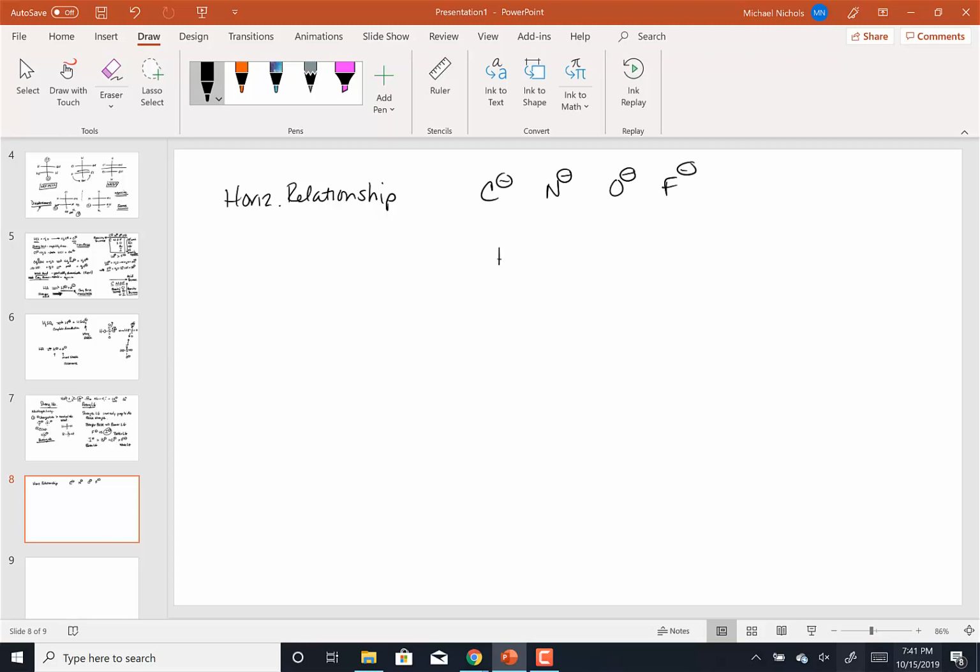So for instance, I could take hydroxide versus fluoride. Who is the stronger nucleophile? Well, when you're comparing nucleophiles that have a horizontal relationship, nucleophilicity is based on base strength. So, in this case, O minus versus F minus, which one is the stronger base?